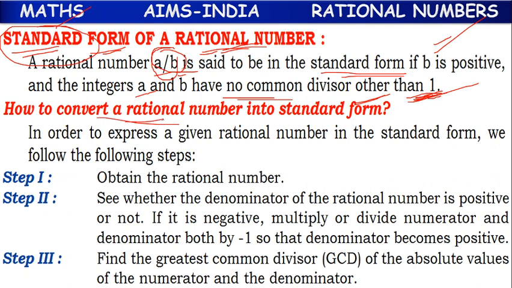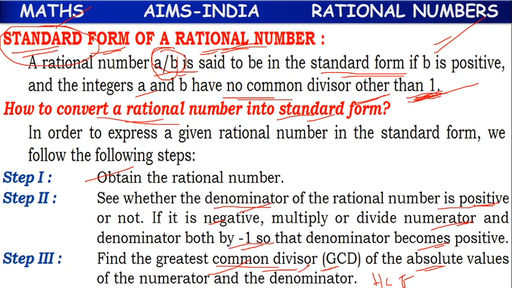Okay. Now how to convert a rational number into standard form? We have to follow some steps. First, obtain the rational number. Second, we have to see whether the denominator is positive or not. If it is negative, multiply or divide both numerator and denominator by -1 so that the denominator becomes positive. And find the greatest common divisor, GCD or HCF, for the absolute values of the numerator and denominator.